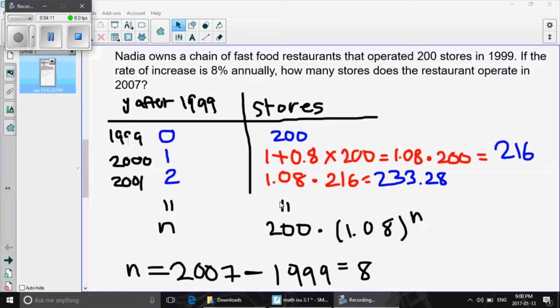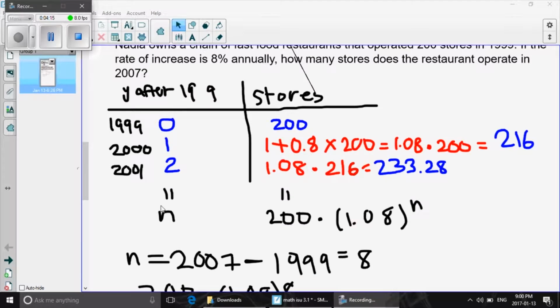Now, if you continue this pattern, you're going to get that y is going to be 200 times 1.08 to the power of n, n being the number of years. So n is representative of any general number. This means if you're trying to look for the 50th year, you can just plug in 50 to n and you can solve for how many stores she's going to open.